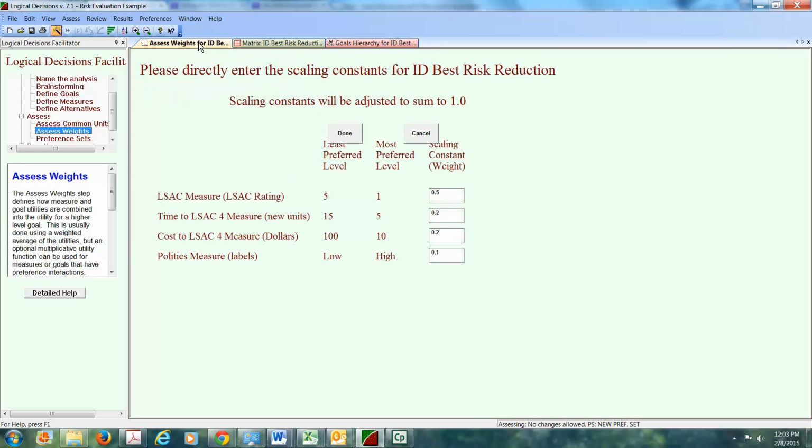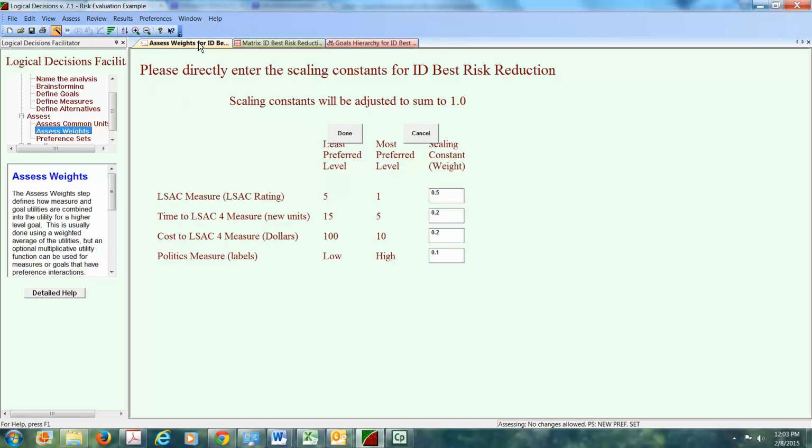I said the LSAC measure, the risk metric, is clearly the single most important thing. I'm giving that a 0.5. I'm just using a scale from 0 to 1, and I'm divvying up the points. There are many ways to do this, but this helps you see that I've said the LSAC rating is as important as the other 3 combined. The time and the cost are each a 0.2 in my measurement, and the politics is a 0.1.